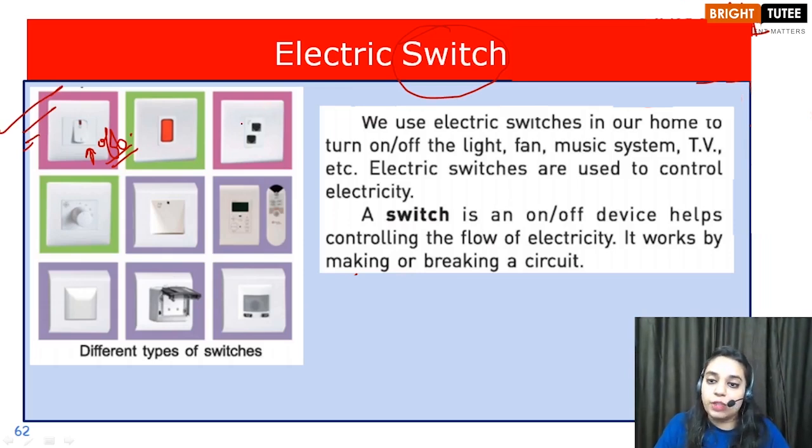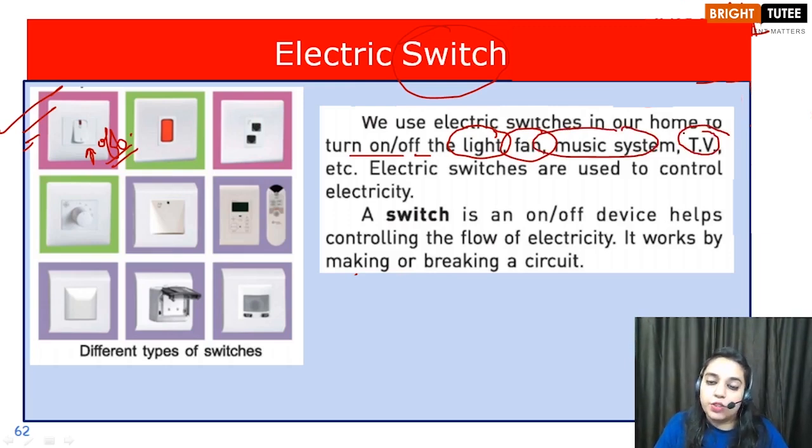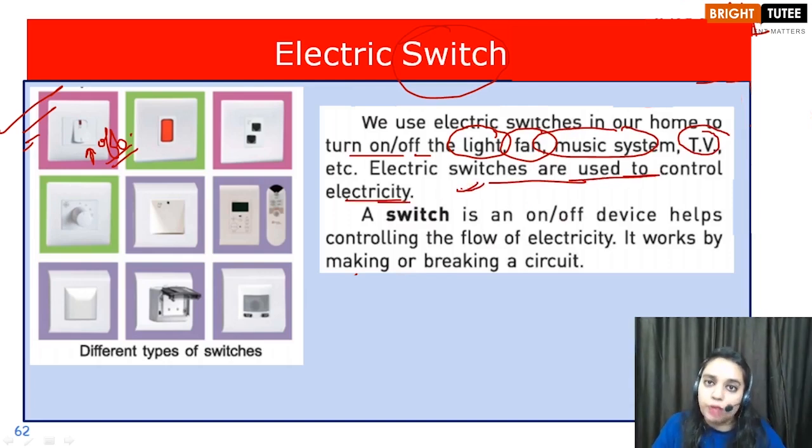So children, we use electric switches in our homes to turn on or off the light, fan, music system, television, etc., right? And electric switches are used to control electricity, right children? That is what we are doing. We are either supplying electricity or we are cutting off the supply of electricity, right? Understood? Now children, how do we define a switch?